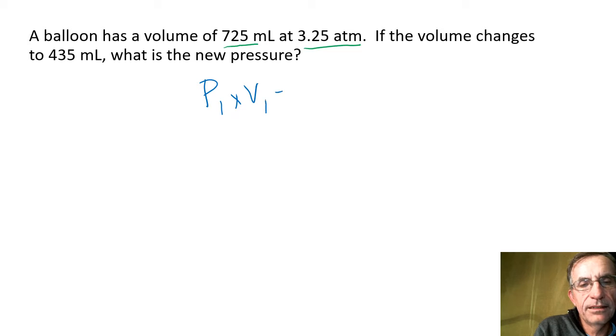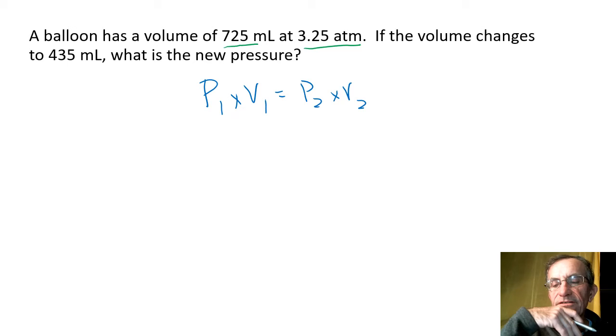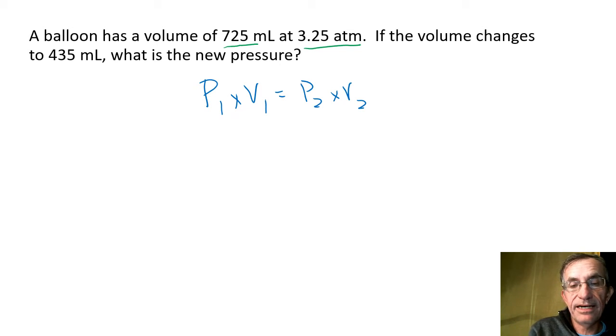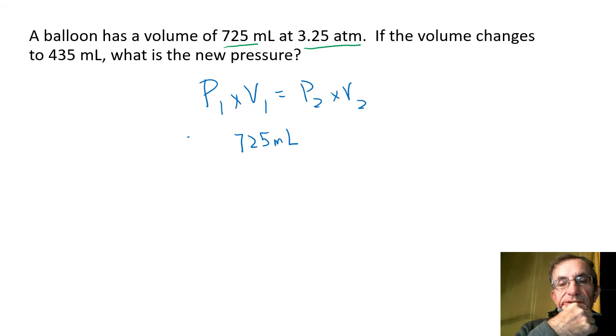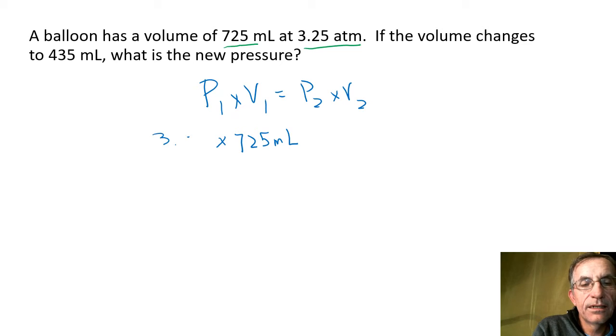Again, maybe you can help me a little bit with this. A balloon has a volume of 725 milliliters. That is going to be my initial volume, I should say. I'm going to put that in for V1, at 3.25 atmospheres. That's going to be my P1.